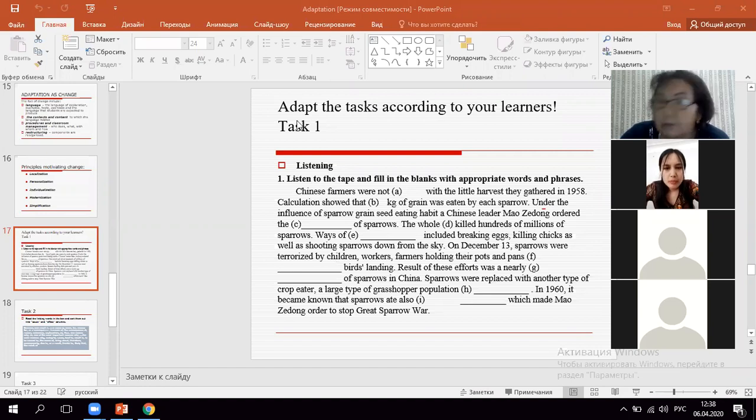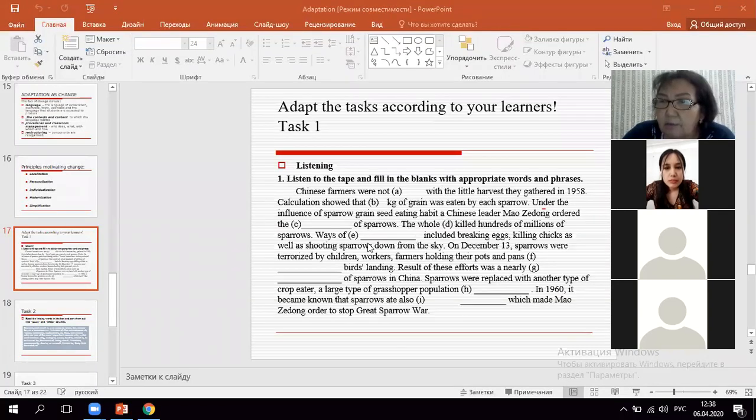Listen to the tape and fill in the blanks with appropriate words and phrases. For example, if you don't like something in this task, you should adapt this task according to your learners. You should then explain the objective of your adaptation. Why do you adapt this material?